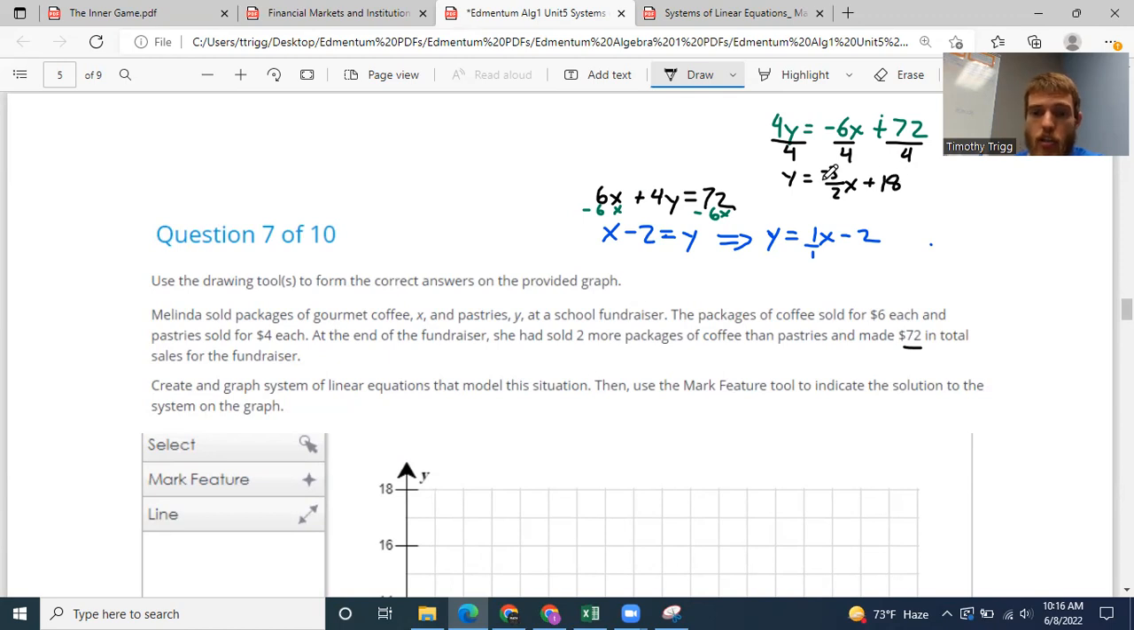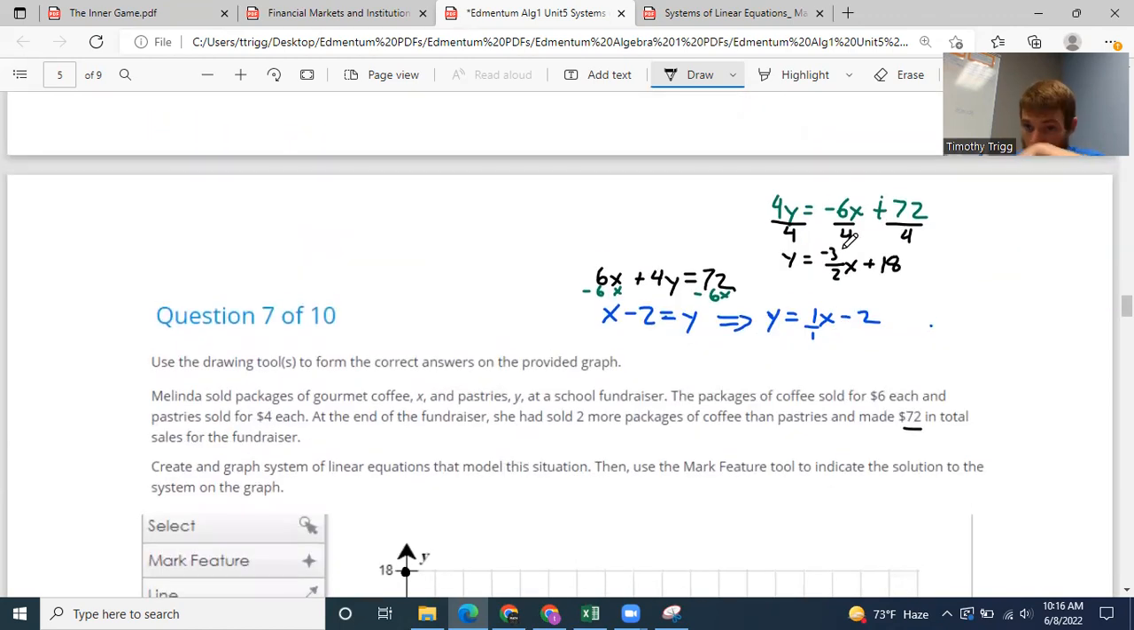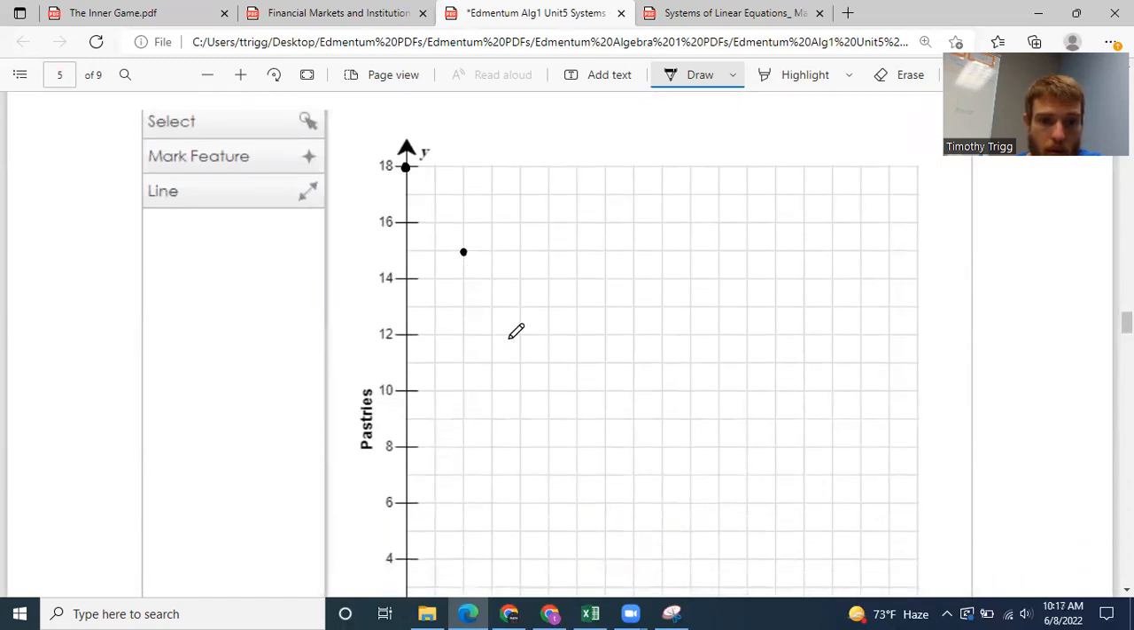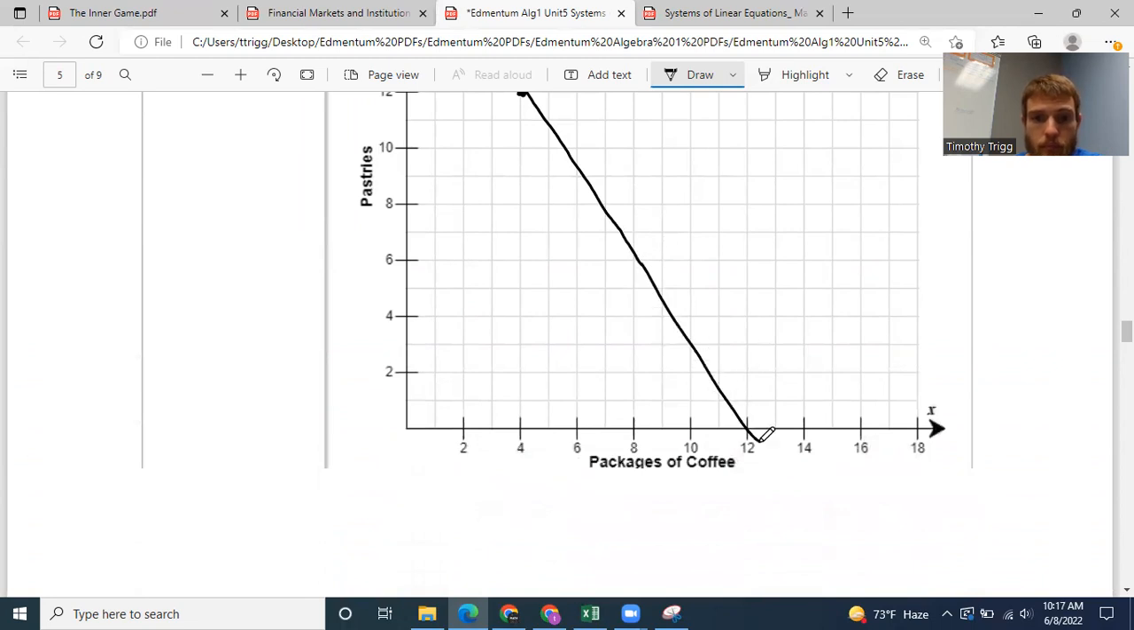So let's go ahead and graph this first one first. Our y-intercept is 18. Then from there, we go down 3 over 2. Down 3, 1, 2, 3 over 2. And you can continue that down 3 over 2, and you'll produce this first equation. Something like that.